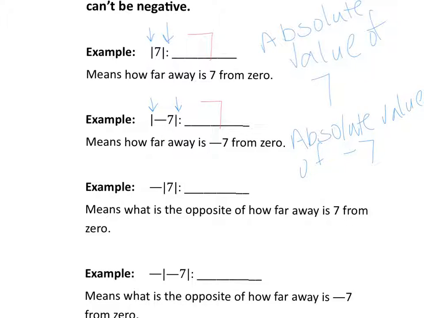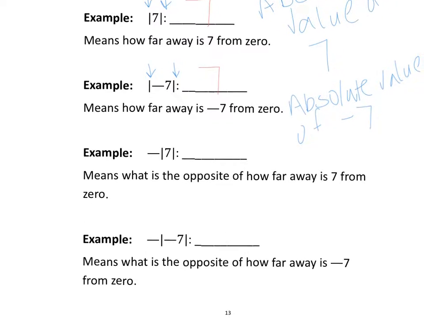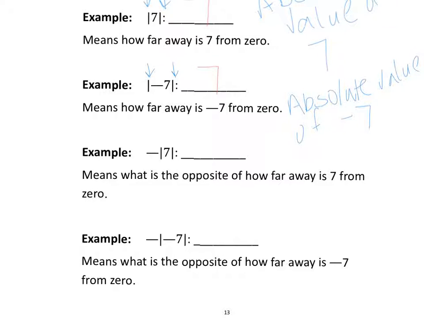If you take a look at this third example, note that it does have a negative, but the negative's not inside the bars, it's outside the bars. So when we read this, we say, what is the opposite of the absolute value of 7? Or what is the opposite of how far away 7 is from 0? Well, we know from the first example that 7 is 7 away from 0. Then the opposite of that would have to be -7, because the negative outside the bars indicates I want the negative absolute value. I want the negative of the absolute value of 7, so I need the negative of 7, which is -7, the opposite of it.